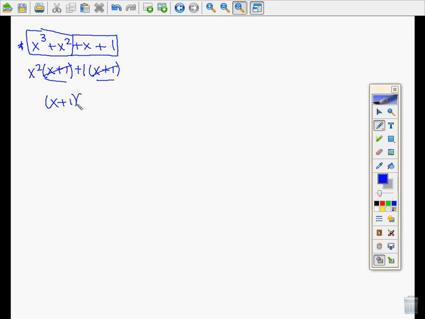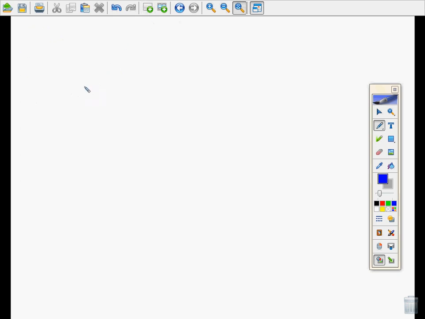What's not in the parentheses? That's what you write down next. And then you check to see if these two binomials will factor. They don't, so we're done. So factor by grouping is what you do when you have 1, 2, 3, 4 terms. So let's do one more of those, and then you guys will go ahead and start your assignment.